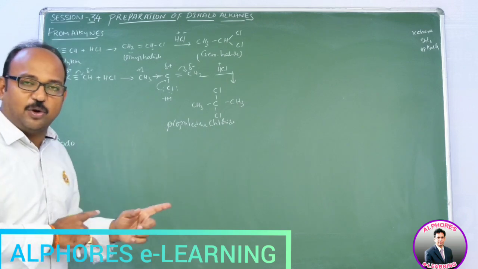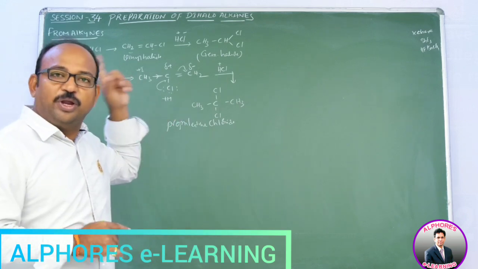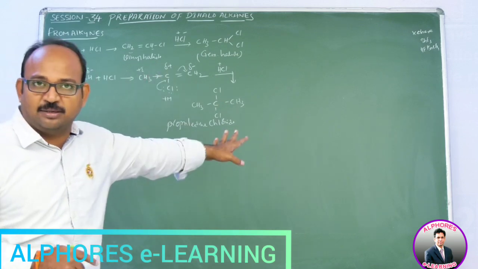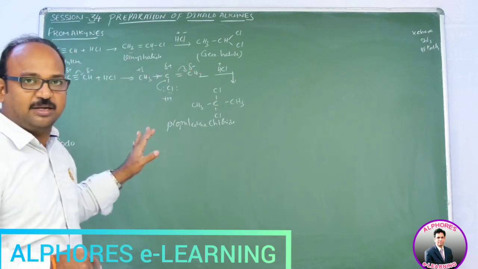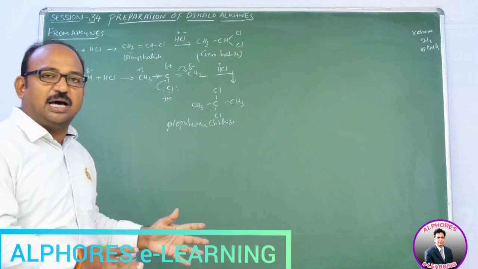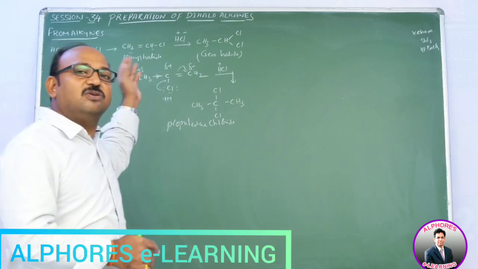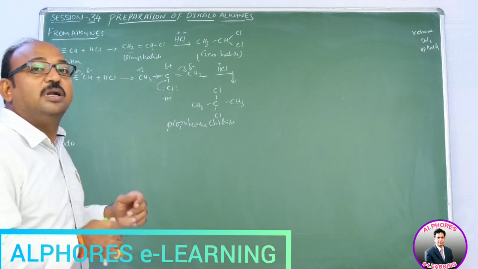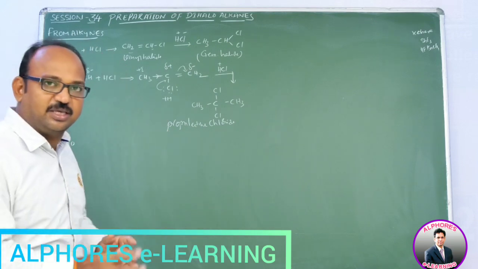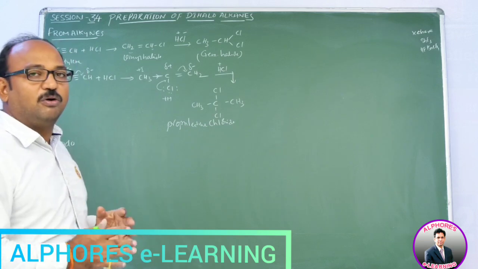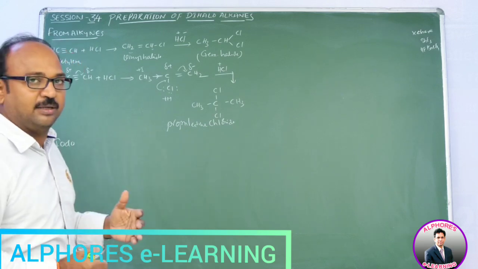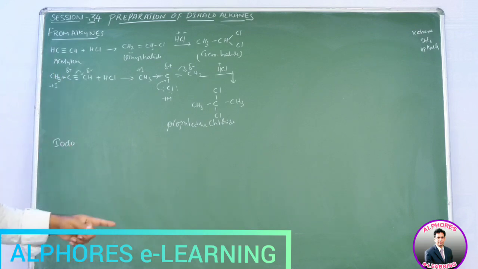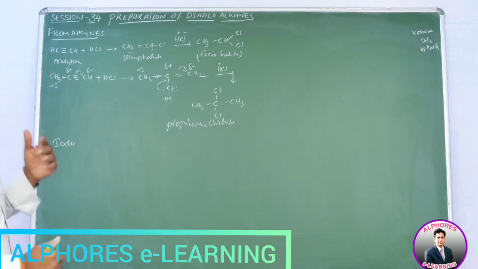For gem diiodides, we need to follow the halide exchange reaction, where the substrates are gem dichlorides or gem dibromides. If you want to prepare gem difluorides, in such a case we have to follow a reaction similar to the Swarts reaction. There also, the substrates are again gem dichlorides or gem dibromides.